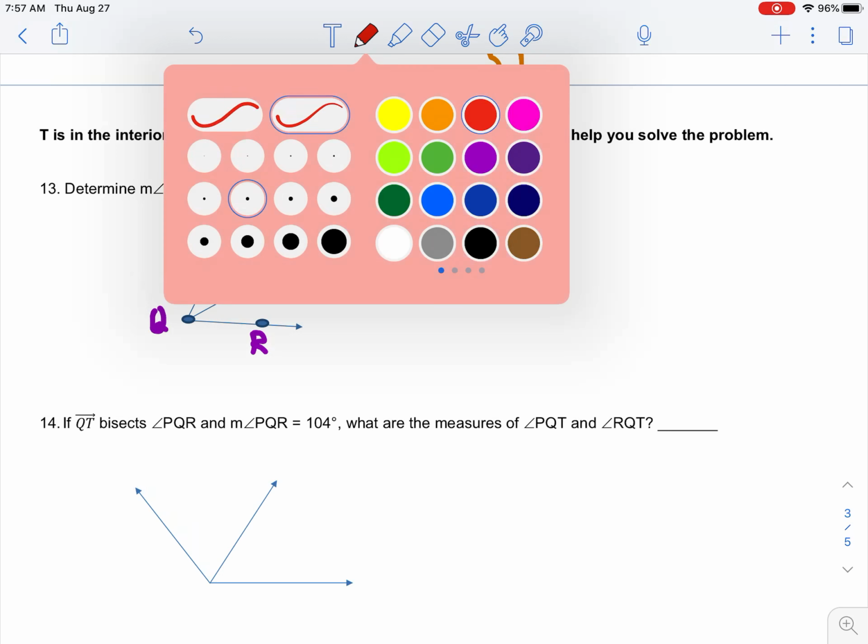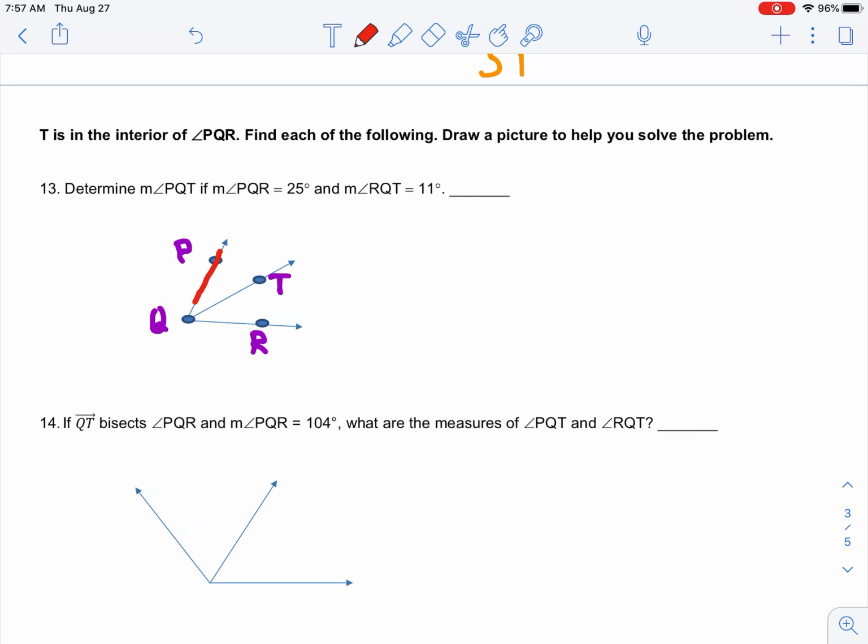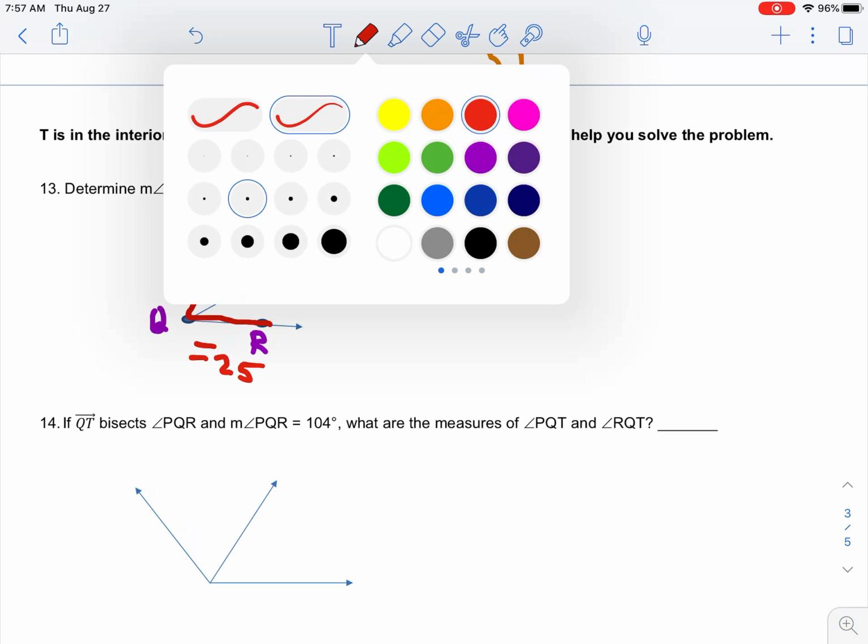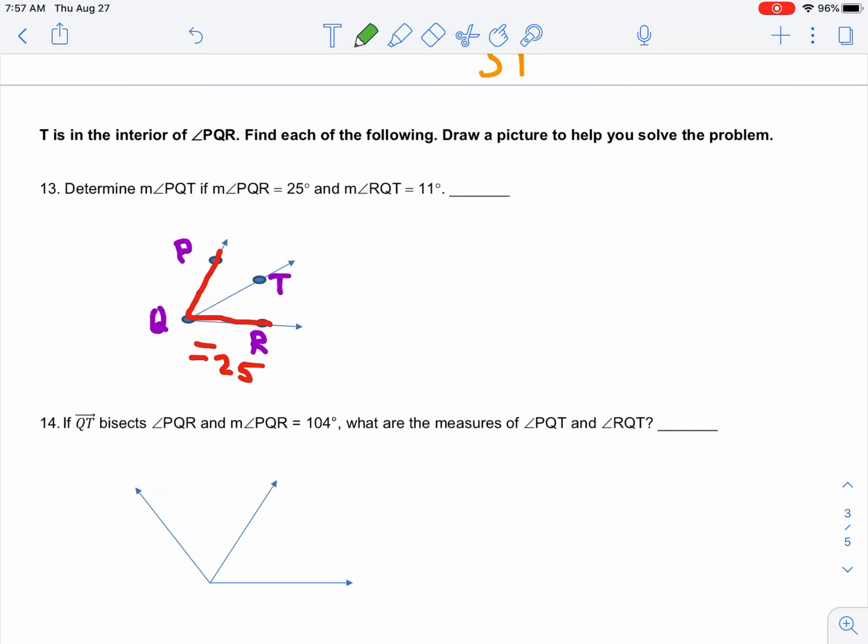So if I trace PQR, I notice that P to Q to R is the whole thing. So the whole thing has to add up to equal 25. The second bit of information here tells us that RQT is 11. So if I trace R to Q to T, this little opening is 11. They want us to find the missing angle, so I'm going to call it X.